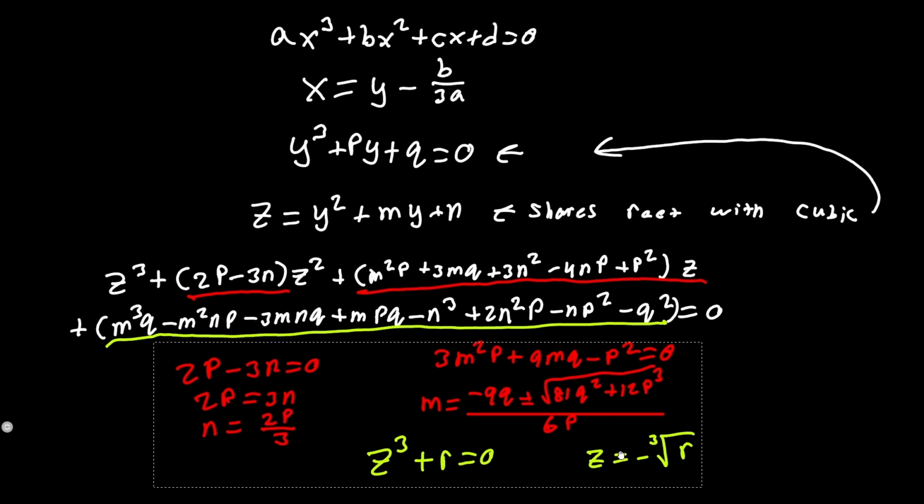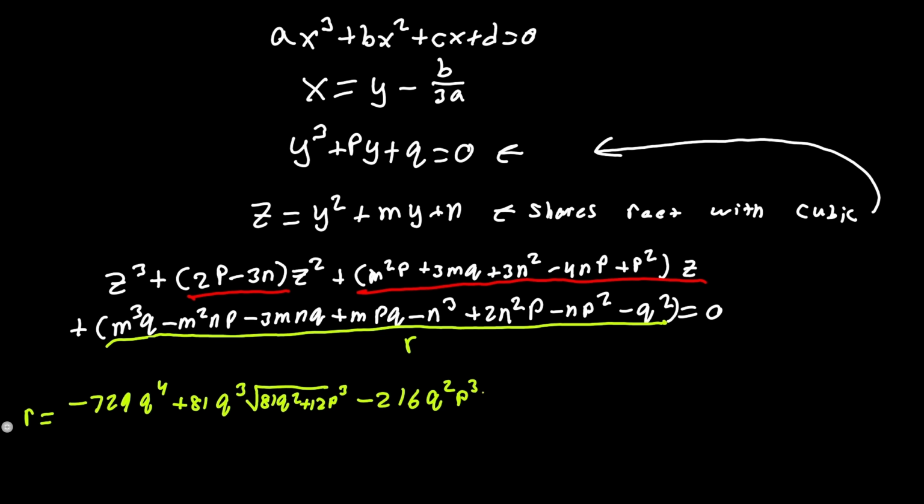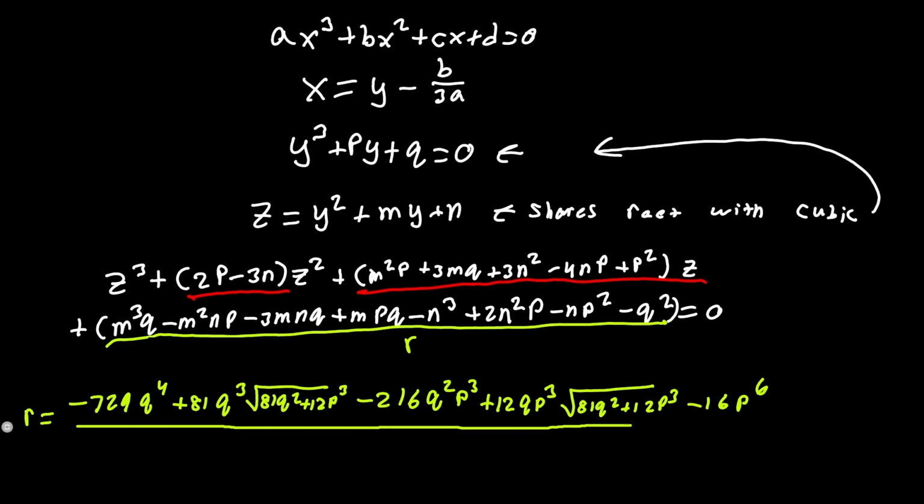So after expanding out the constant, we get that r, which is our constant, is equal to negative 729q to the 4 plus 81q cubed times the square root of 81q squared plus 12p cubed, minus 216q squared times p cubed, plus 12qp cubed times the square root of 81q squared plus 12p cubed, minus 16p to the 6, and that is all divided by 54p cubed.